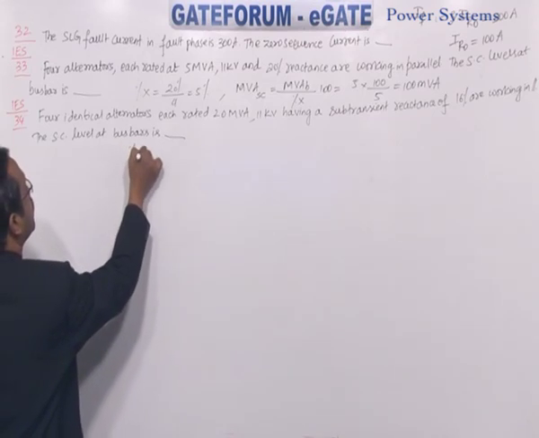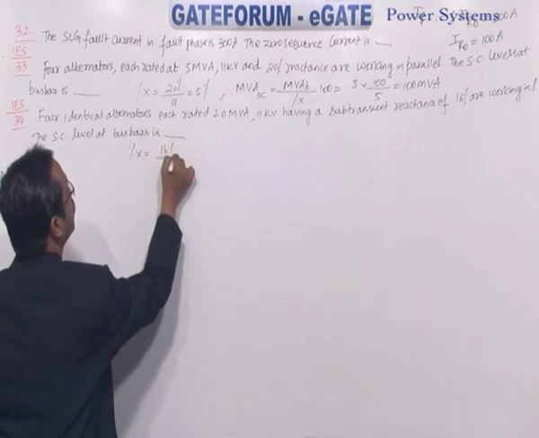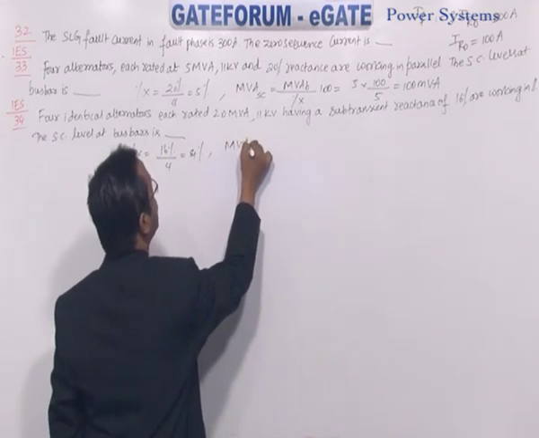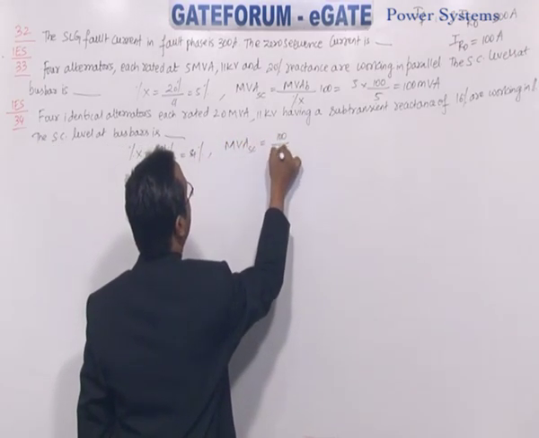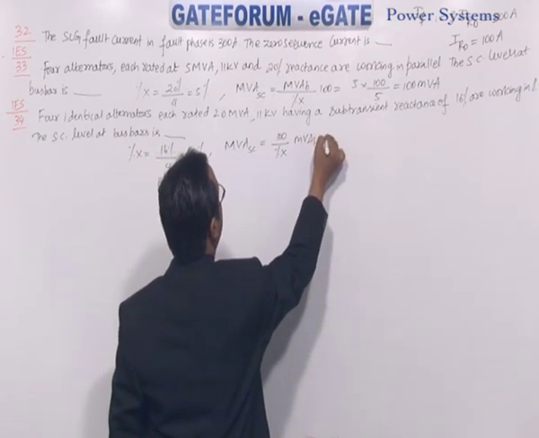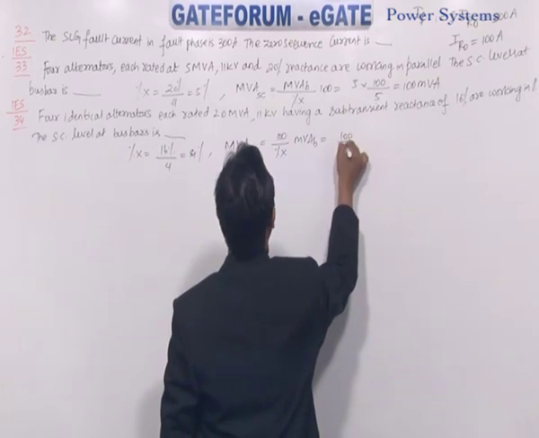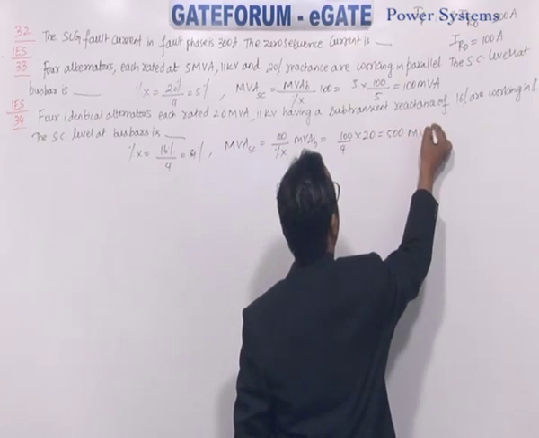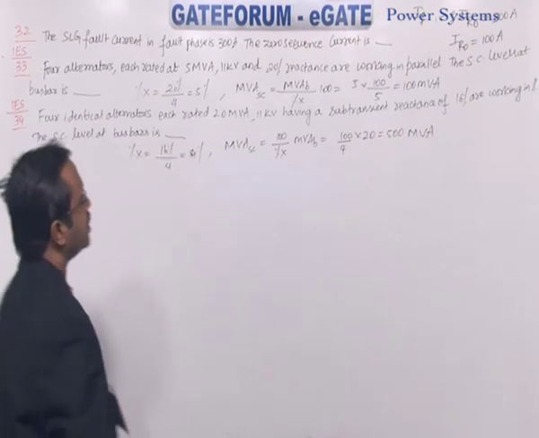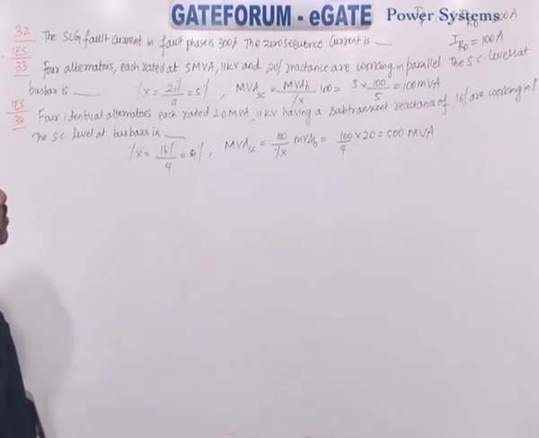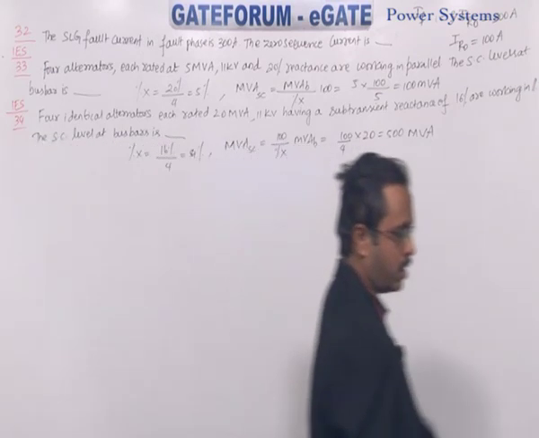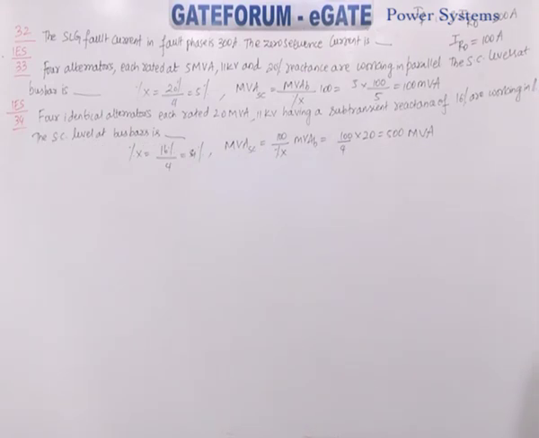Similarly, you calculate. So 16%, 4 are in parallel, you get 4%. So what is the short circuit MVA? 100 by percentage X into base MVA. So 100 by 4, base is 20. So how much will you get now? 500 MVA. So base MVA or rated MVA is 20 MVA only, but what about the short circuit MVA? Short circuit MVA is 500 MVA. Observe that is the value you get here.